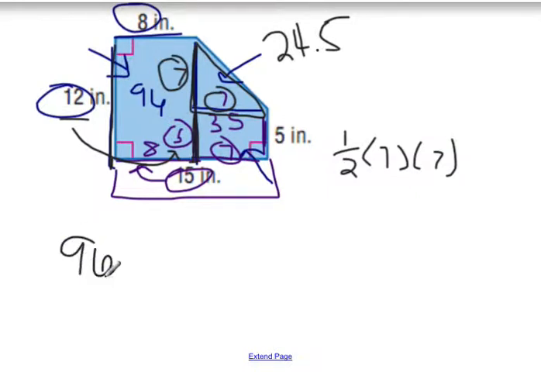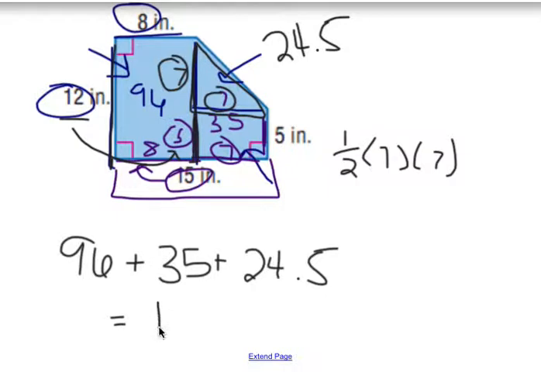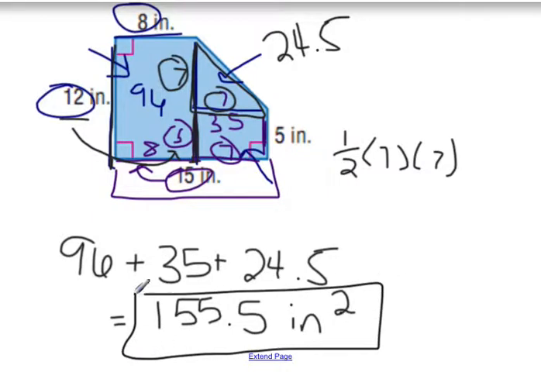So now what I've done is I've calculated out all of those little pieces. So I'm going to add them together. So I have 96 plus 35 plus 24.5. When you add all of those together, you get 155.5. Now I'm going to write that as inches squared because we're talking about an area, and you should be squaring your label when you're talking about an area.